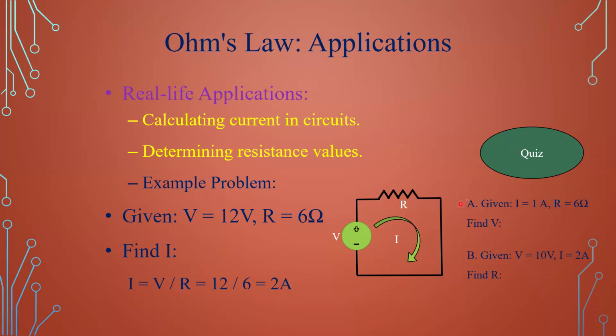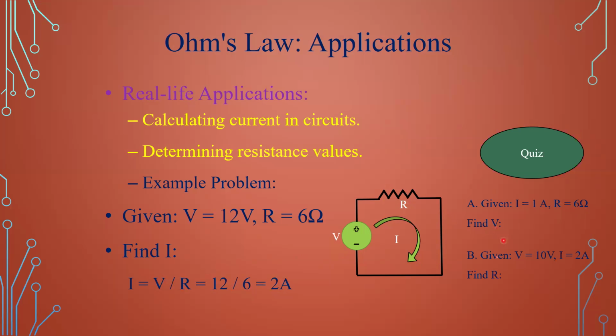There are two quizzes. Quiz number one says you are given I equal to 1 ampere. So let's say I is given 1 ampere. R is also given, that is 6 ohm. You are asked to calculate V. So we know that V equals I times R.